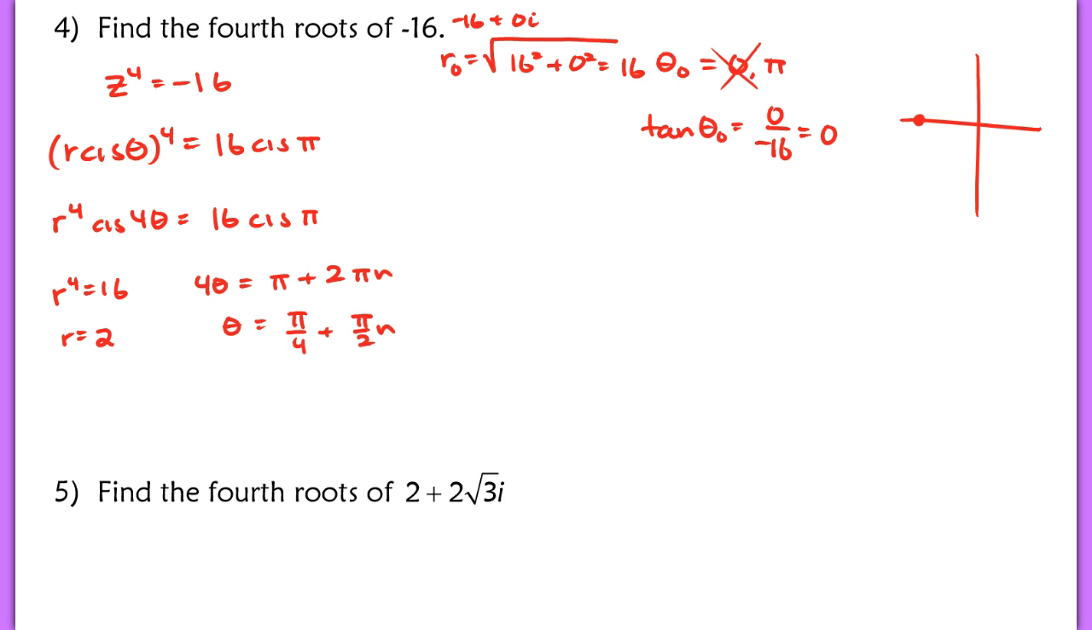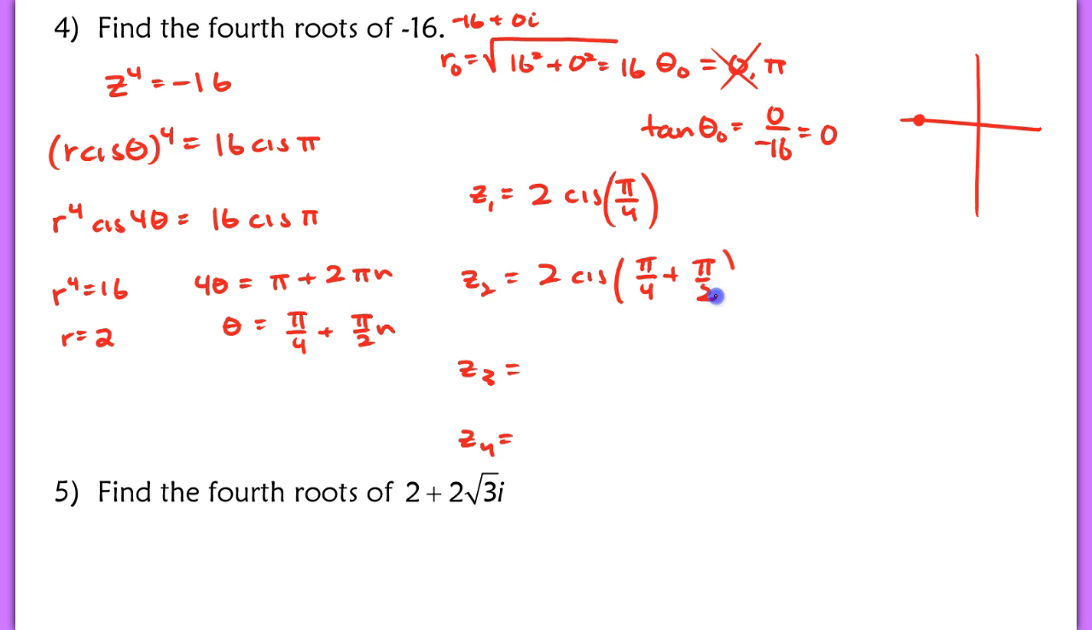All right, now let's write out each of our complex 4th roots here. We have z sub 1, z sub 2, z sub 3, and z sub 4. So those are our 4 complex 4th roots. So z sub 1 will be found by taking 2 cis pi over 4. For z sub 2, we need to take 2 cis, and then we're going to take pi over 4 and add a multiple of pi over 2. And we can simplify that as 2 cis 3 pi over 4.